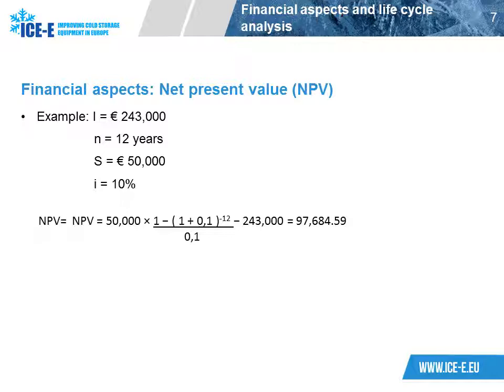Our annual savings are €50,000. This means that we will save money for 12 years. The expected rate of return that shareholders have targeted is 10%. So, the net present value of this project is €97,684.59. And as already said, if we have a positive net present value, we should make the investment.